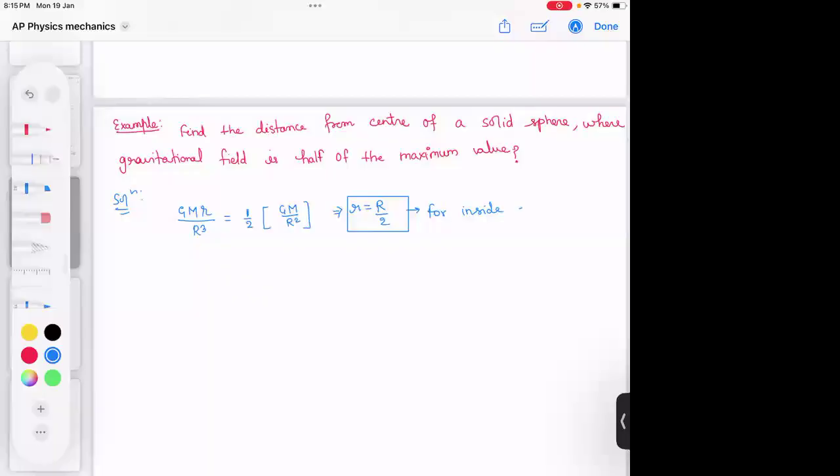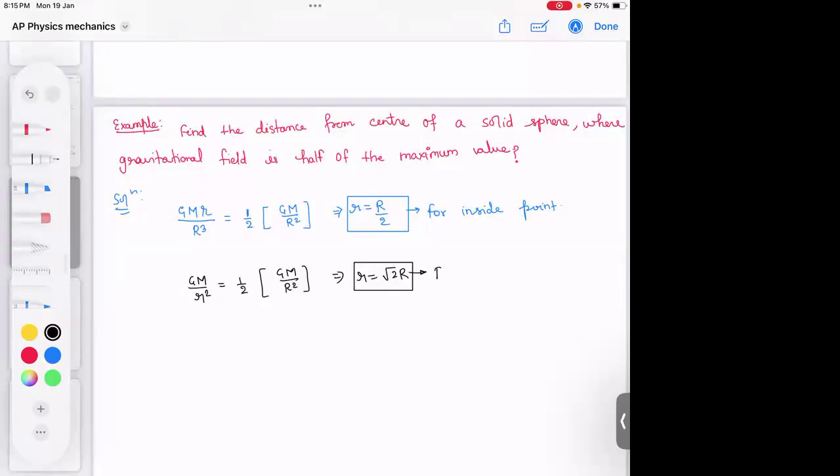What point? Inside point. Now, for outside point, what should I write? Should I write my field as Zm by r square? And again, that field I want to be half of the maximum value. Maximum value is Zm by r square. So if you simplify, what are you getting? Are you getting r equal to root 2r? Just check it. Both the distances, r by 2 distance and root 2r distance, are measured from the center.